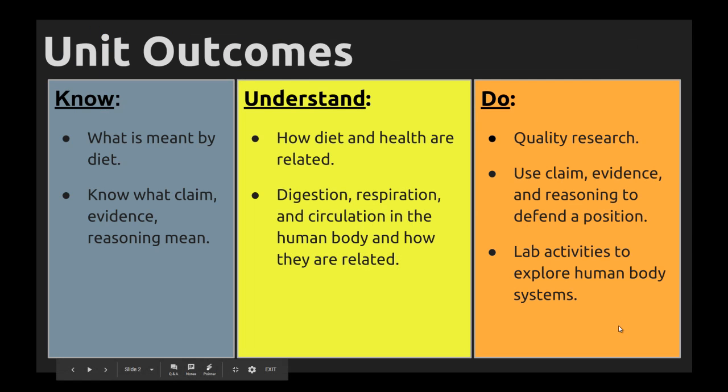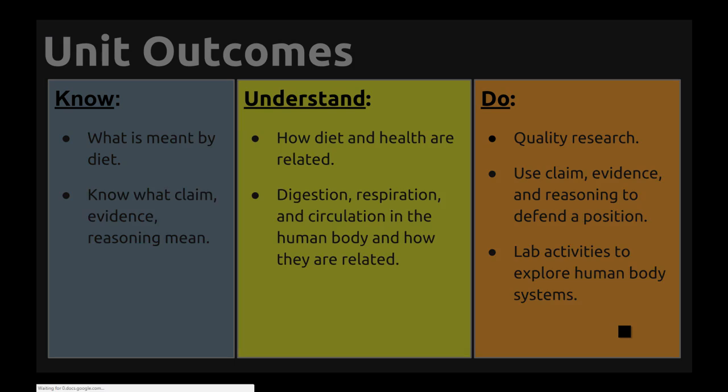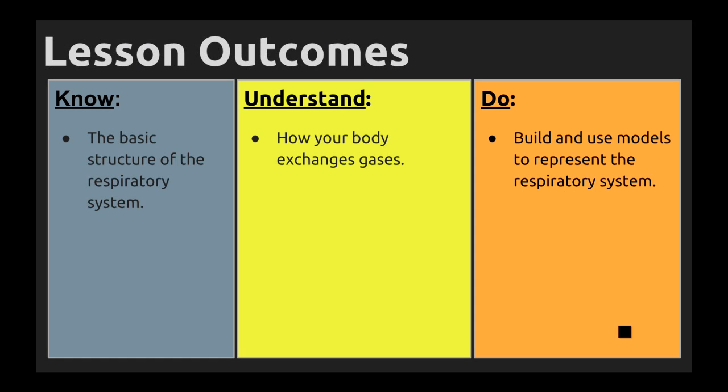Our unit outcomes are going to start moving ahead now. We're moving closer to our understanding of diet by tying in respiration to what we know about digestion. So our lesson outcomes are that you know the basic structure of the respiratory system, you understand how your body exchanges gases, and that you do build and use models to represent the respiratory system.